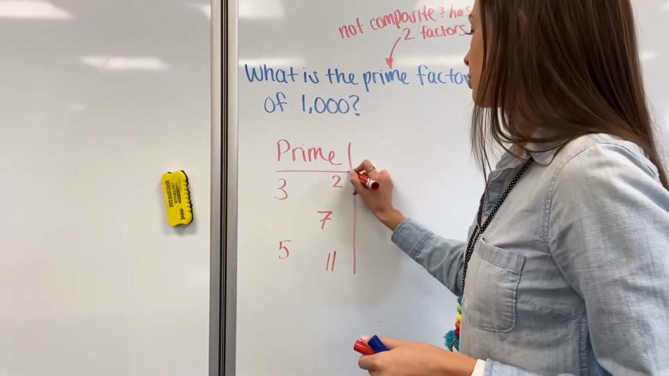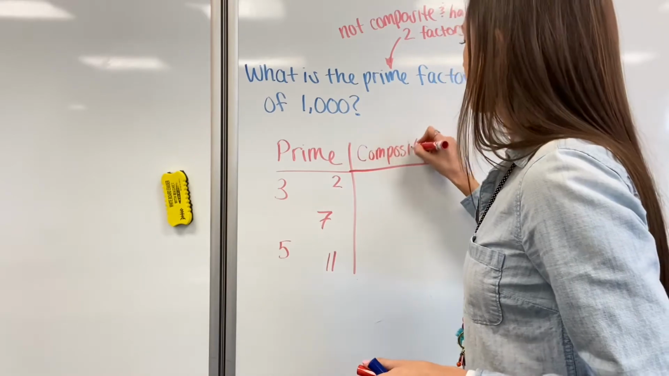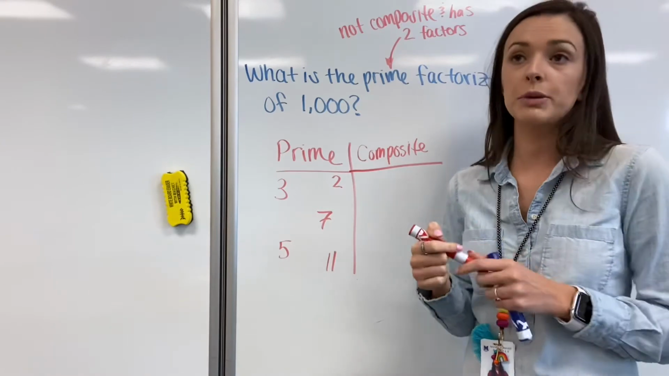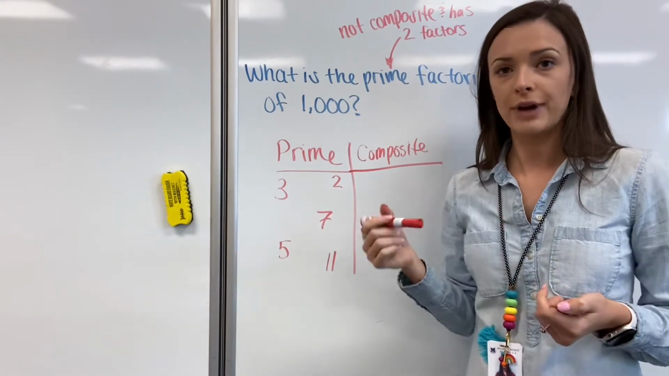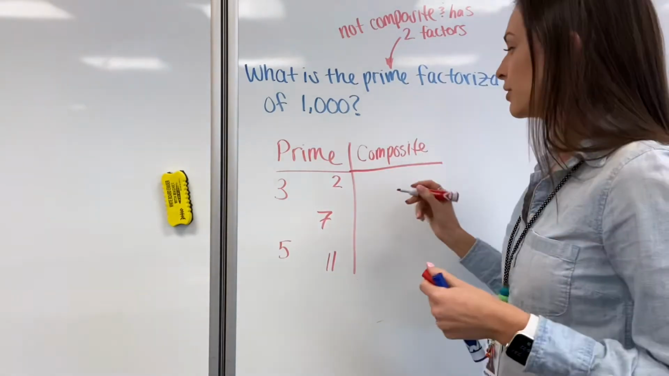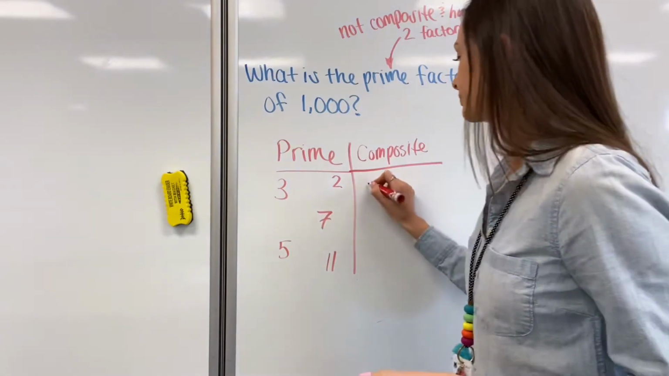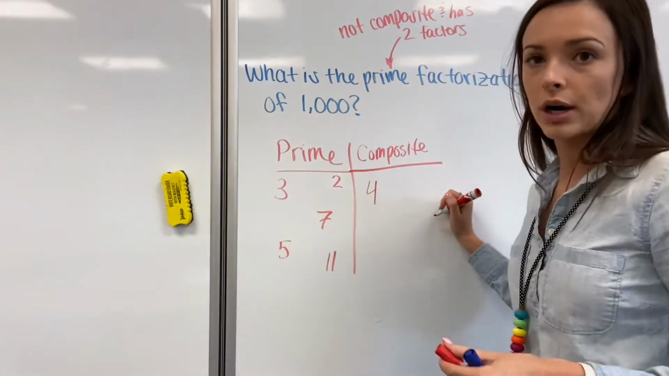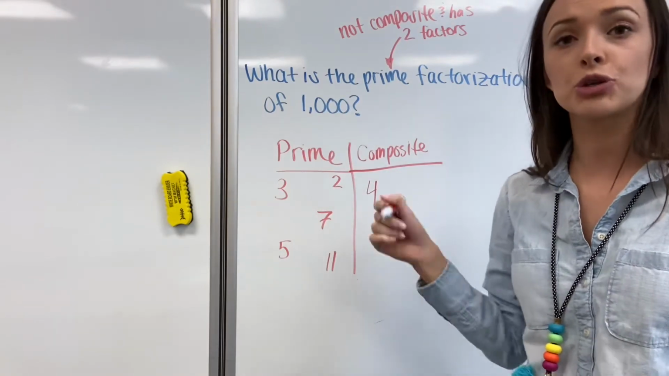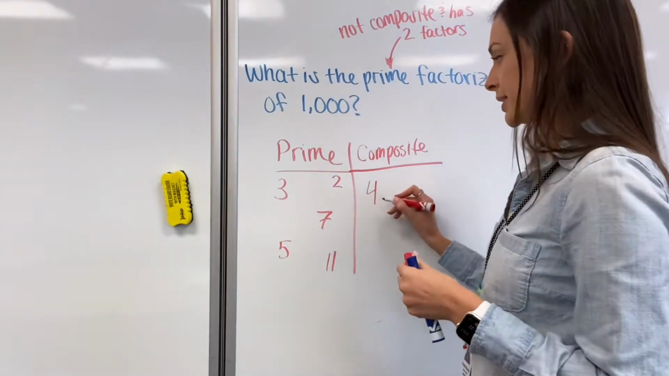The opposite of prime is composite. Composite numbers have more than 1 factor pair and more than 1 way to get to that number. So for example, instead of 3, what if we looked at the number 4? I can get to 4 if I multiply 1 times 4, but I can also get to 4 if I multiply 2 times 2. So there are more than 1 factor pair. That would be a composite number.